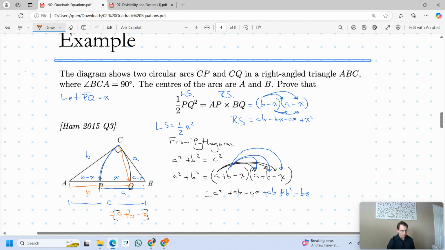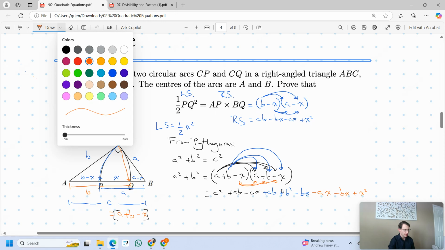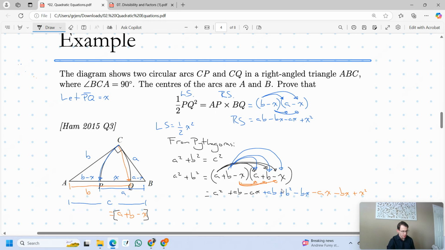We have now this term: minus X times A is minus AX. Oh, there's two of those. Minus X times B is minus BX, and minus X times minus X is plus X squared. What's all that equal to, you ask? Well, it's equal to A squared plus B squared.